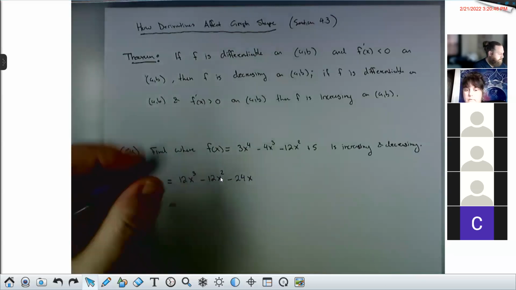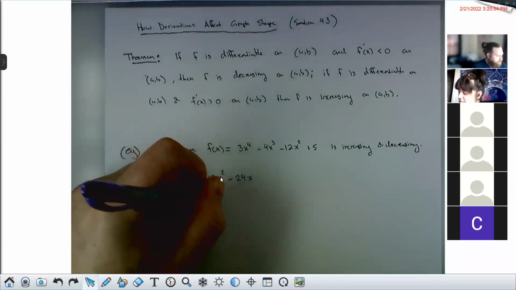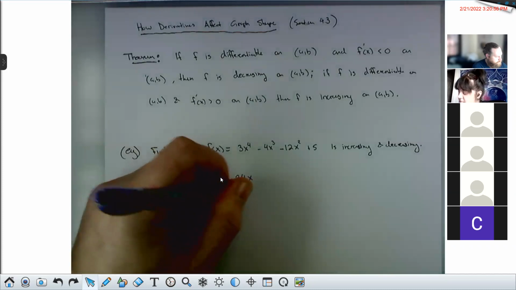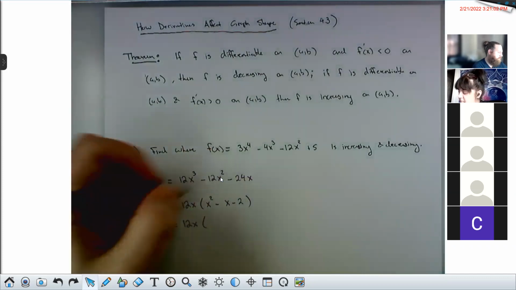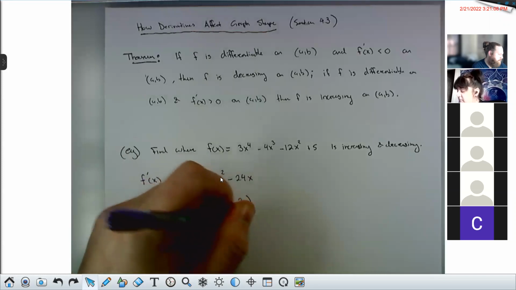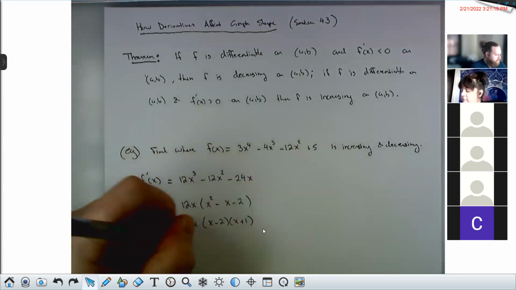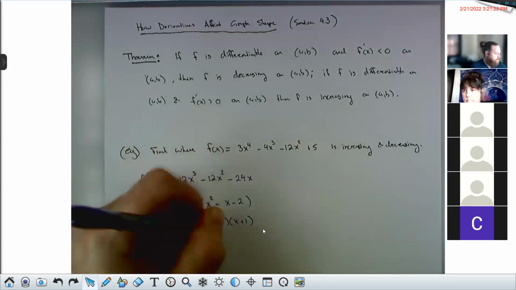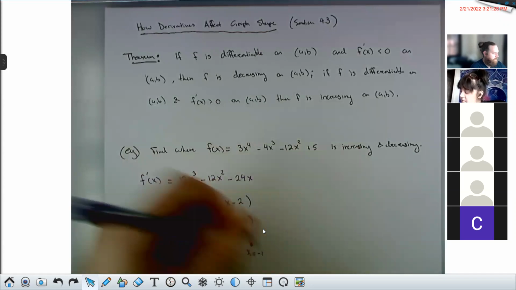So I'm going to factor. There's a common factor here of 12x that can come out, and what's left is x squared minus x minus 2. And that quadratic is (x minus 2) times (x plus 1). And then we would make a number line out of this set of critical numbers. So we have here the critical number x equals 0, the critical number x equals 2, and the critical number x equals -1.